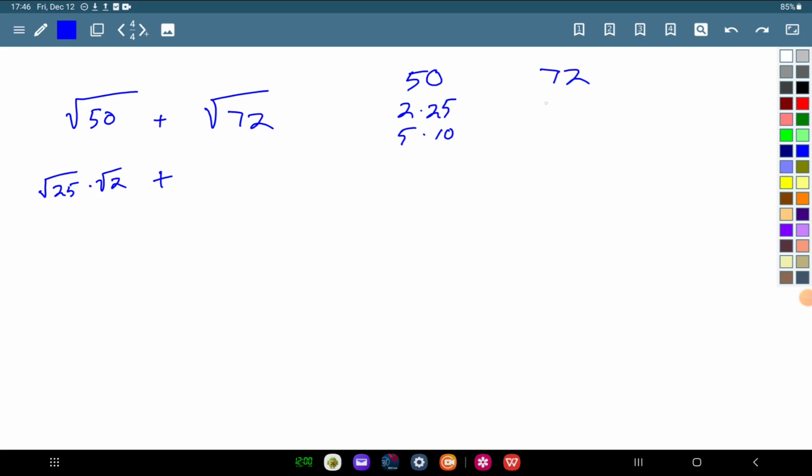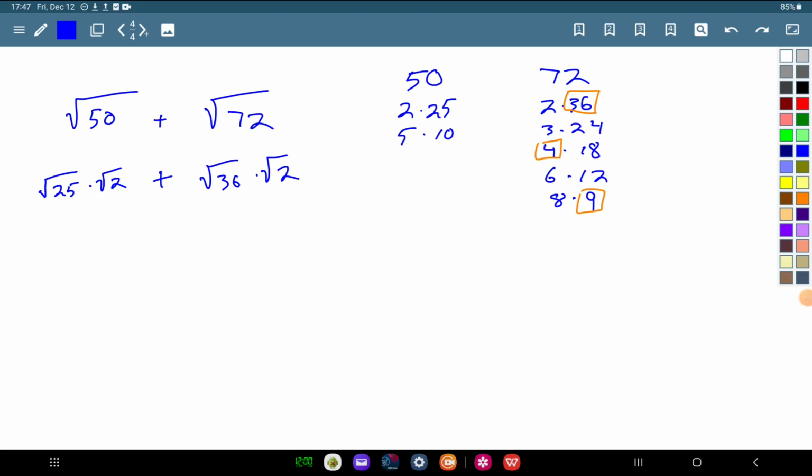Well, we have 1 times 72, 2 times 36, 3 times 24, 4 times 18. 5 is not going to give us a whole number. We have 6 times 12, and 8 times 9. Well, of the perfect squares, we have 9, we have 4, and we have 36. So we're going to go with 36. So the square root of 72 is going to be the square root of 36 times the square root of 2.